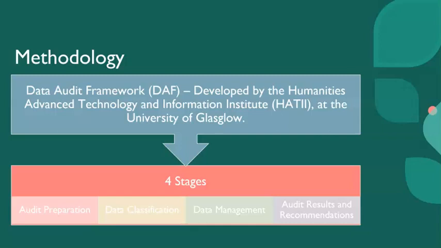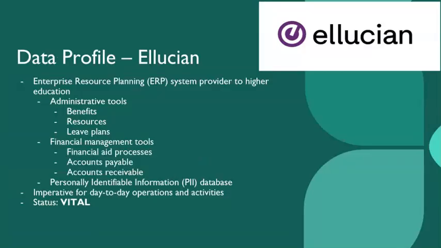Stage 4, Audit Results and Recommendations, includes bringing all the data together and providing recommendations for improving data management. Ellucian is an enterprise resource planning system provider to higher education. This software-as-a-service solution contains administrative tools, financial management tools, and databases which can be used to store personally identifiable information, or PII. It is proven imperative for day-to-day operations and activities and was highlighted by the HPU IT department as vital to their day-to-day activities.